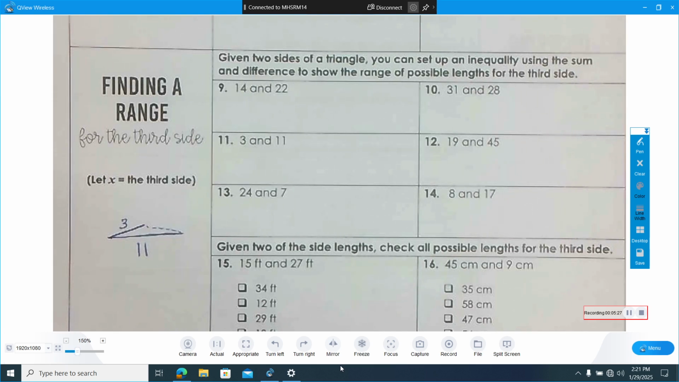I love that you said 8. How did you get 8? You subtracted 3 from 11, so 11 minus 3 is 8. Okay. Can it be 8? No. No. But what would work? 8.1. 8.1 or 8.0001, yeah.